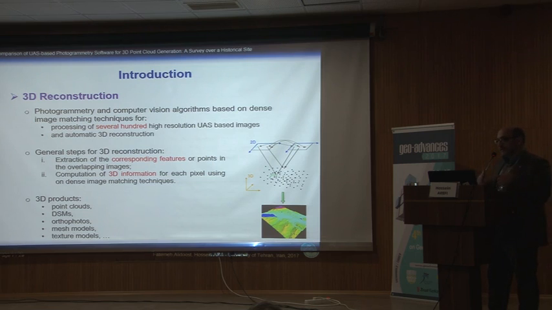We try to reconstruct the depth information using the corresponding pixels in the 2D images. This we call the 3D reconstruction, and this is the basic idea behind computer vision. And then you have the 3D product, the point cloud, as the basic and main product, and using the point cloud we generate the DSM, correct the images by DSM, and generate the orthophoto, mesh model, texture model, and so on.